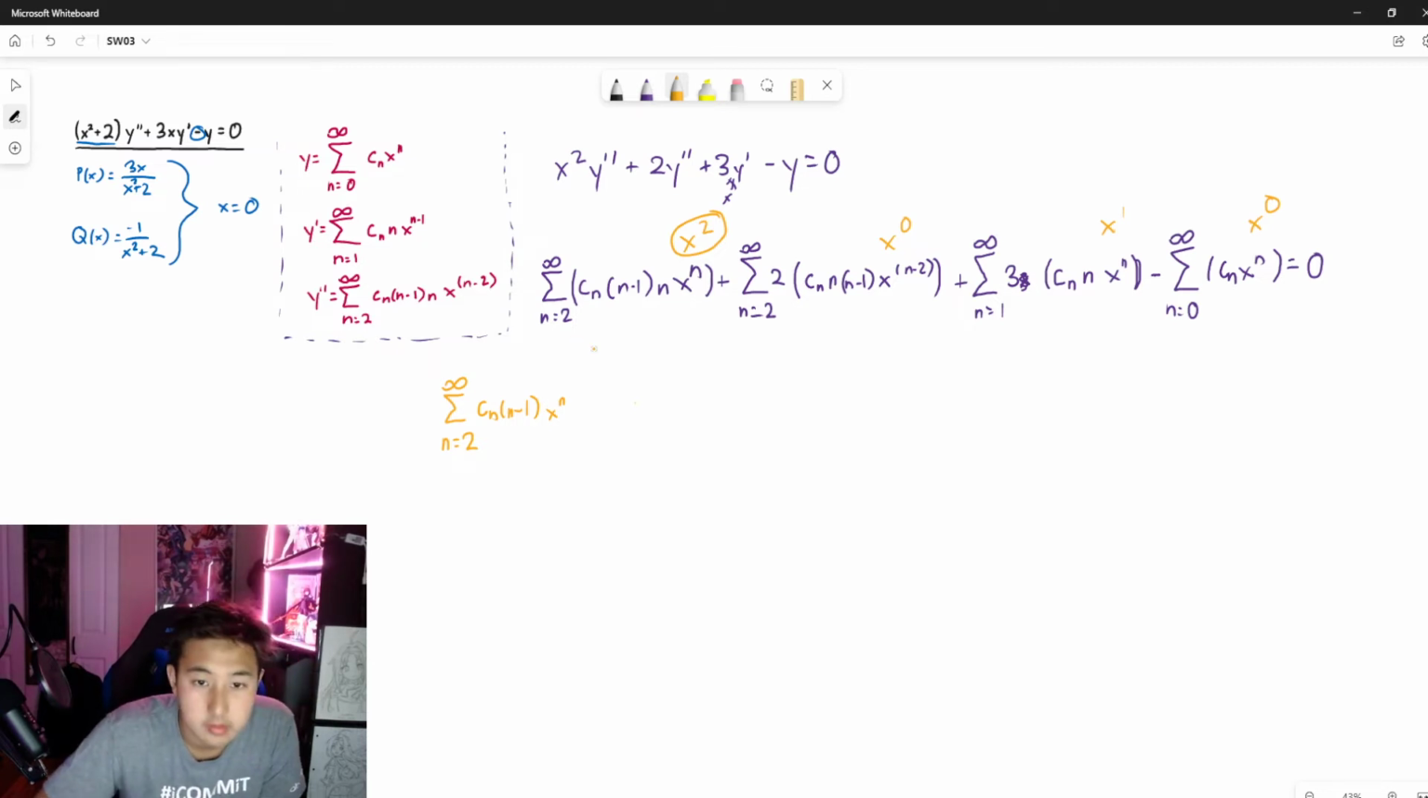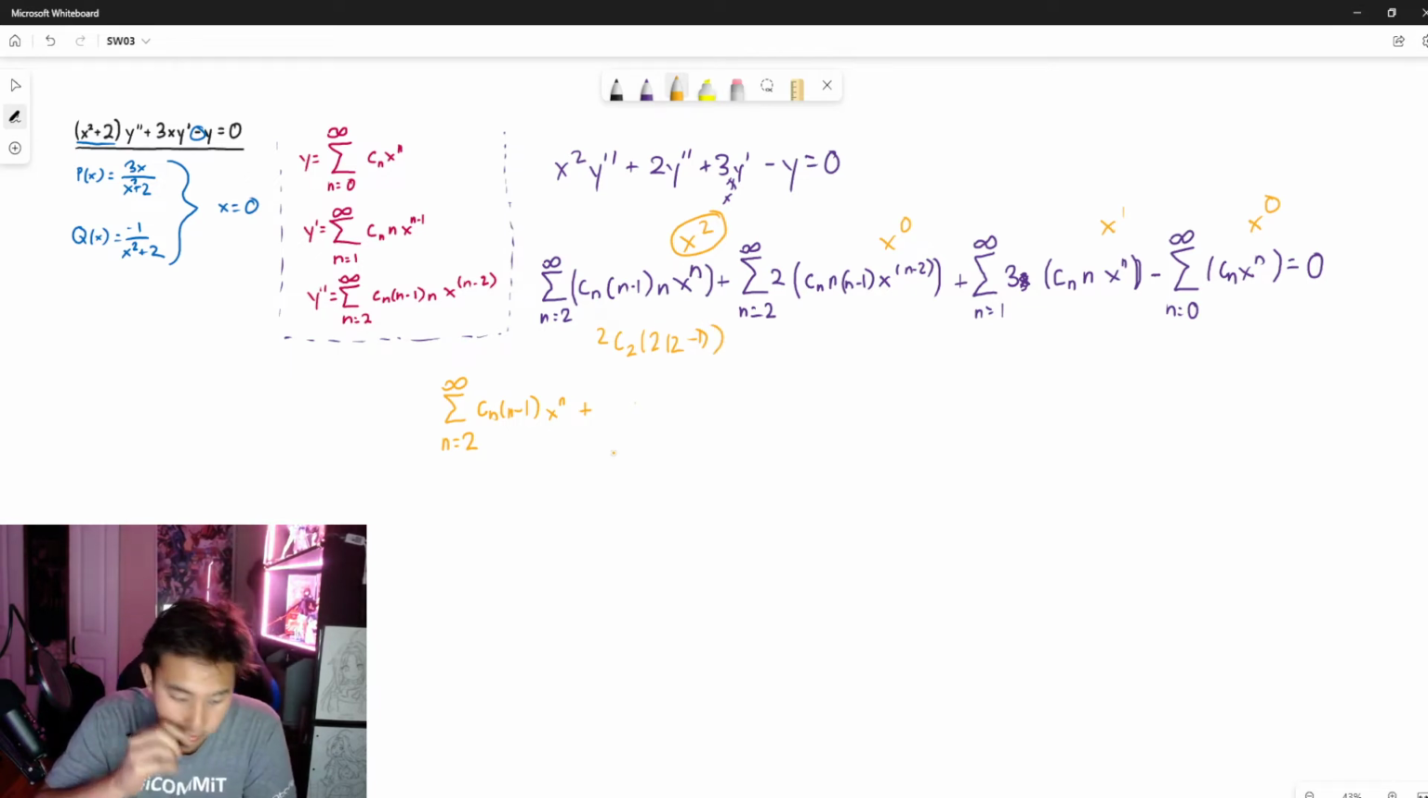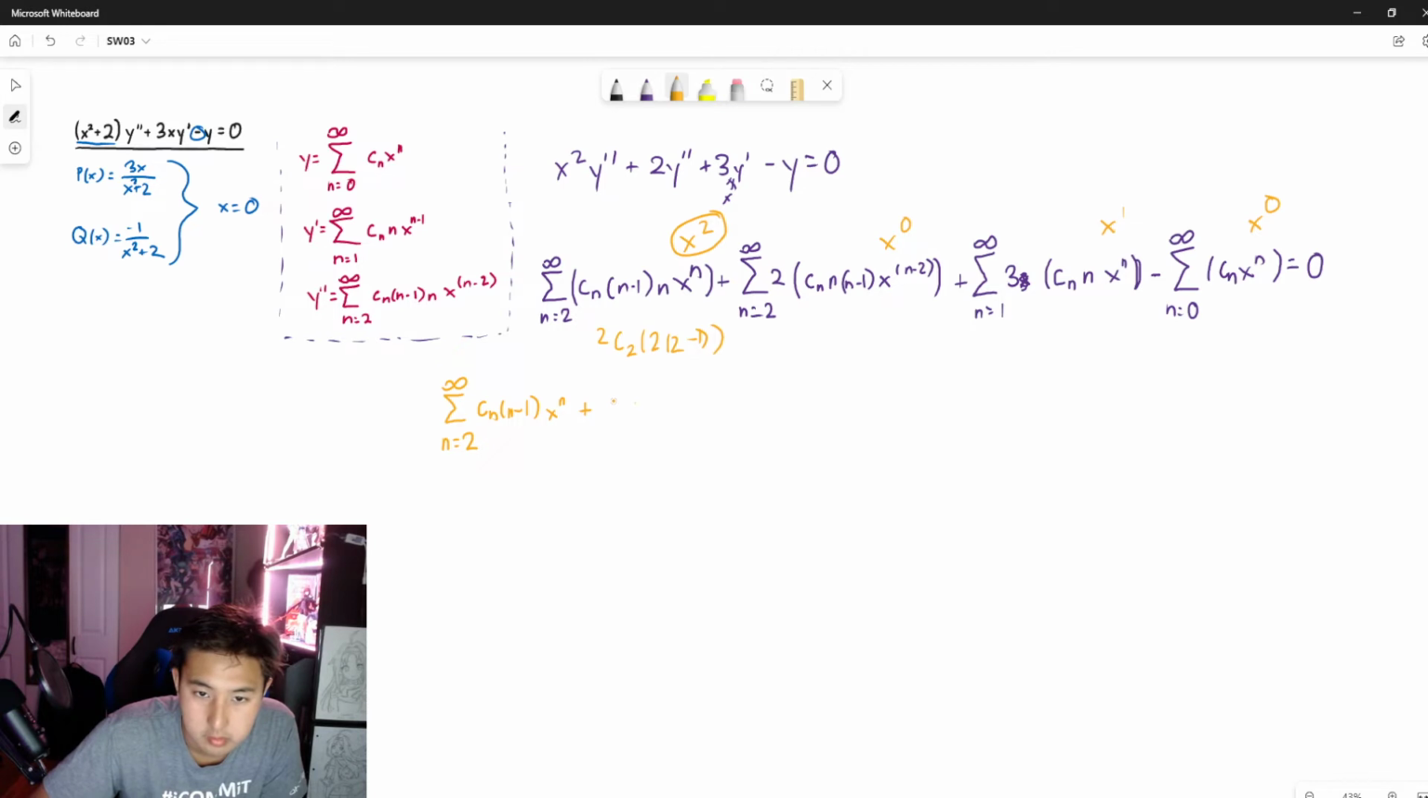And then let's see. Plus, if we plug in 2 to n times n minus 1, we end up getting 2 C2 x to the 2 minus... And then if we do the math there, we're going to end up with 4C2. Double check, that's 2 minus 1 is 1, times 2 is 2, times 2 is 4.